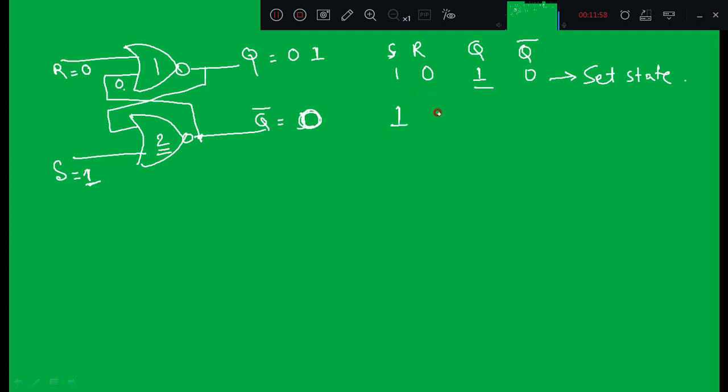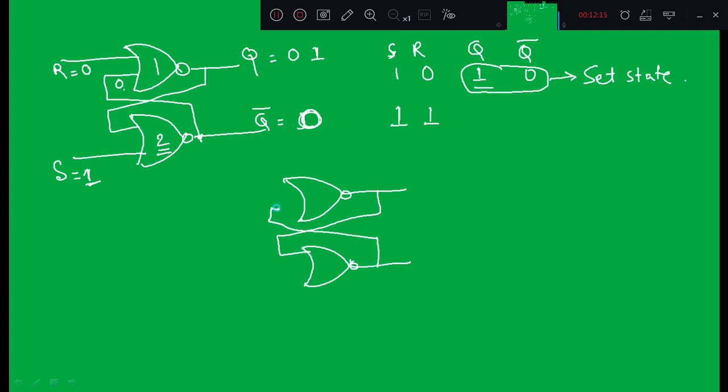If I change to the last combination of s and r, which is 1 1, then this state will become the previous state. So we will verify the last combination now. What is the last state of the latch? This is r and this is s. Now I am verifying it for s equal to 1 and r equal to 1. To verify for these inputs, what will be my previous state? The previous state is the set state, that means q is equal to 1 and q bar is equal to 0.